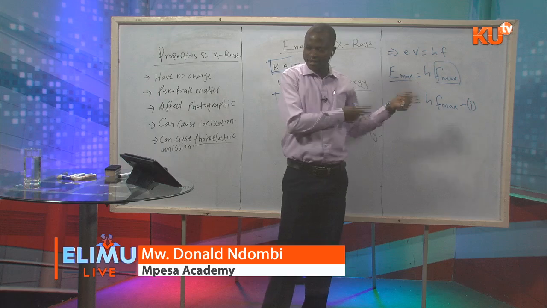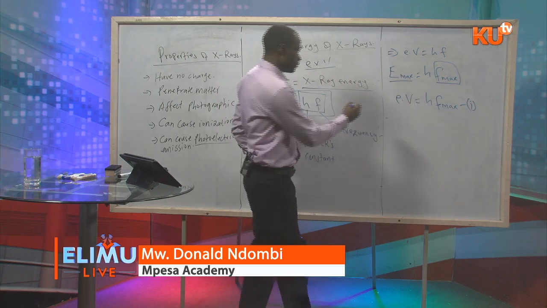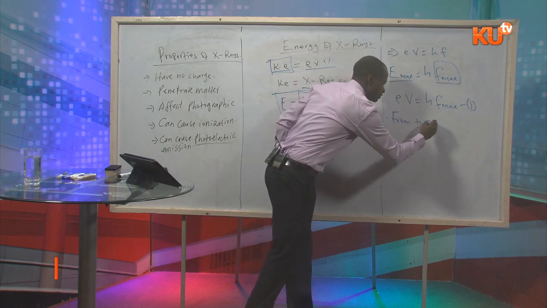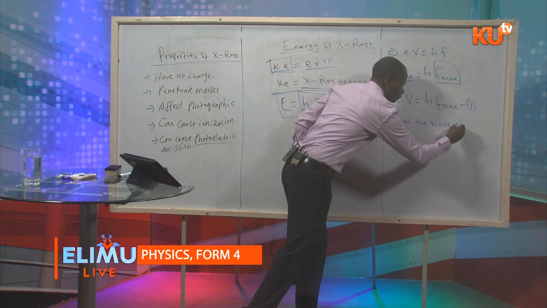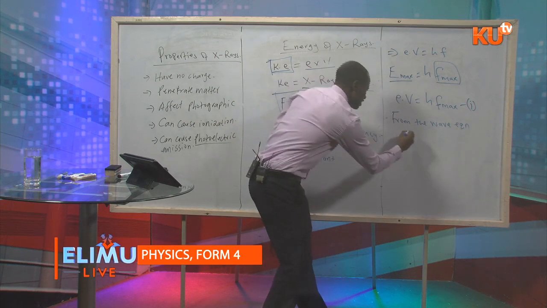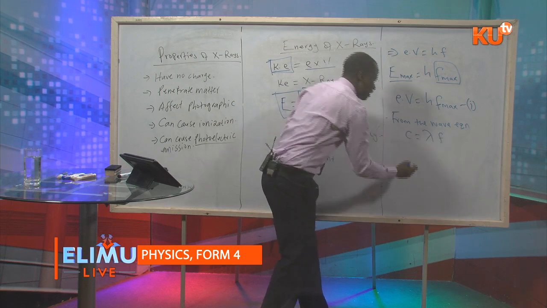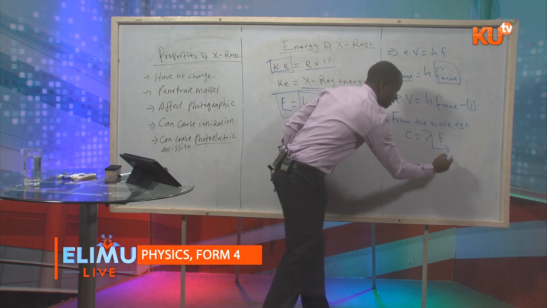However, we want to relate this back to the wave equation. From the wave equation, and our wave equation is what? c equals lambda f, where this lambda here is what? The wavelength.